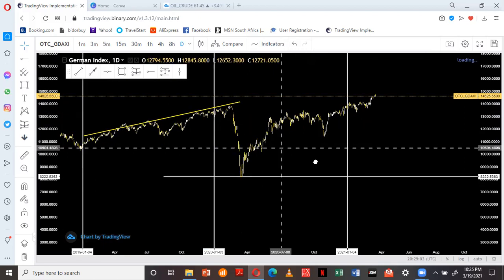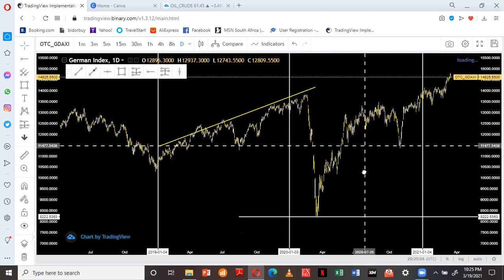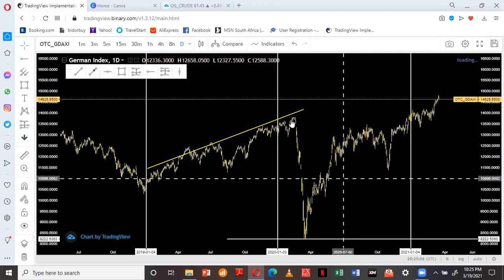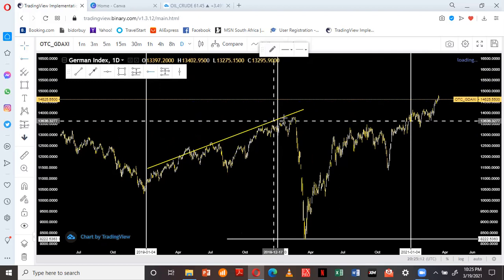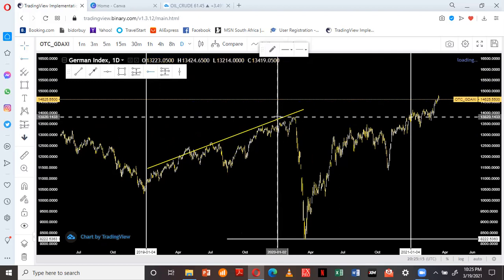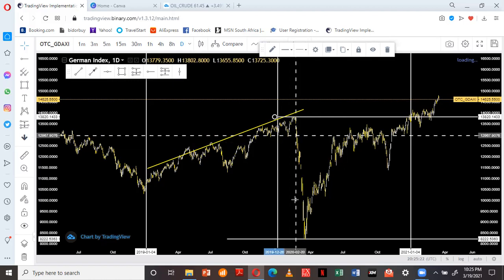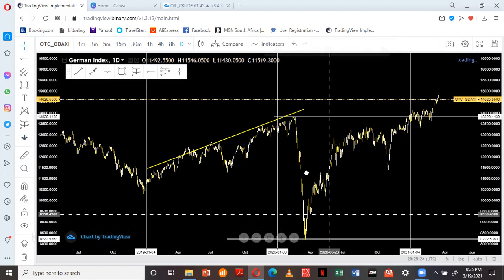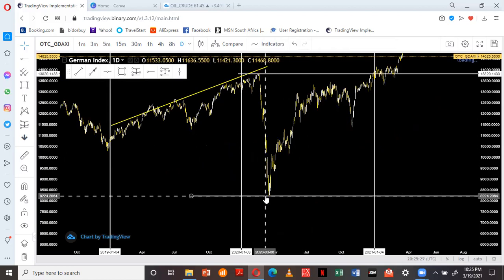So the German index was in a bullish run. Now, as we can see here, Corona, the pandemic started. After the pandemic started, price drastically dropped. Price drastically dropped to this level, down to 8224.